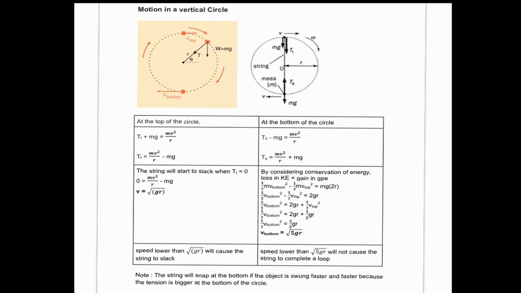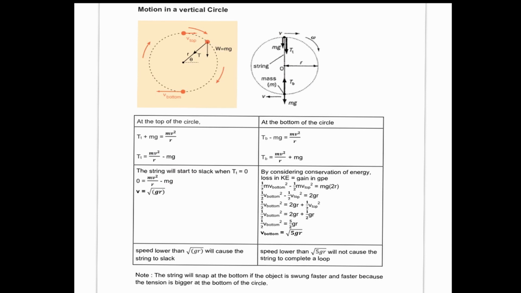So let's find out what this minimum speed is that we need to give the stone so that it will not fall. Using the same equation, now that your tension is 0, at the critical point, we get 0 equals mv squared over r minus mg. You'll get the formula v equals square root gr. So this is the minimum speed at the top of the circle in order for the stone to complete the circle without falling.